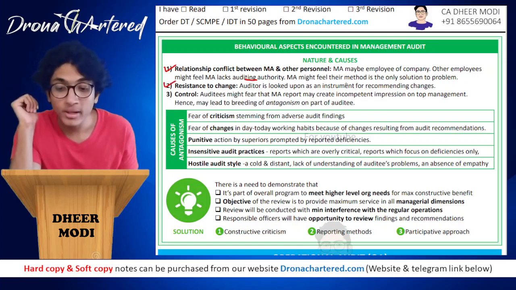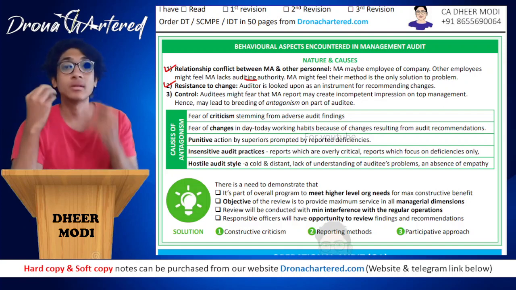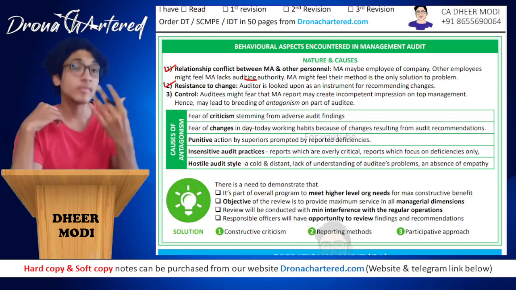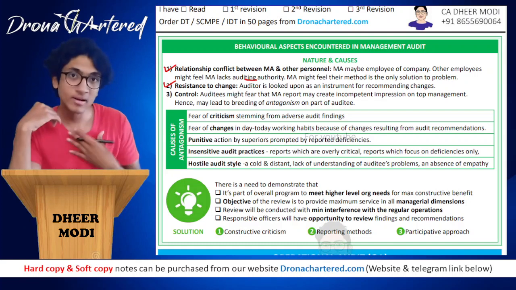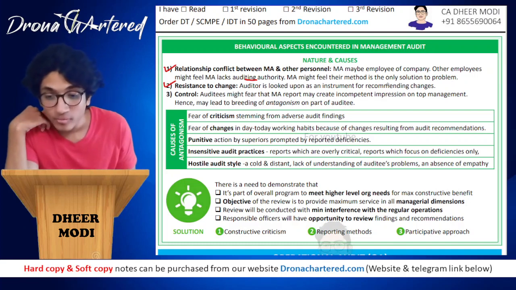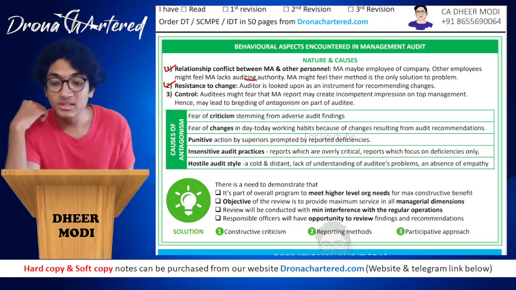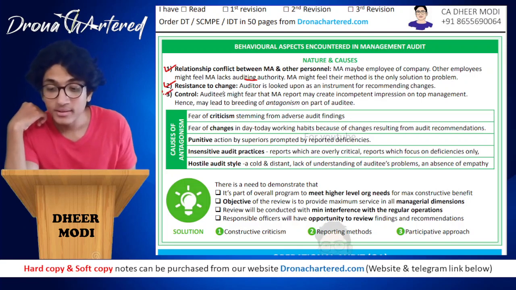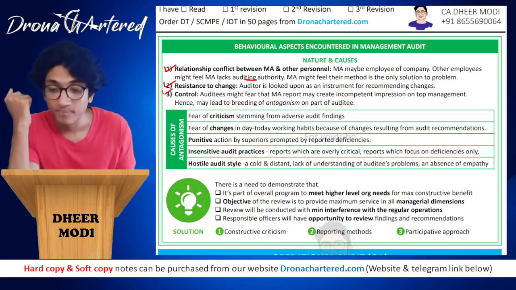The auditor is looked upon as an instrument for recommending changes, of course, because we will find deficiencies and we will tell you that, boss, you're doing it wrong. I will tell you how to do this. So therefore, it is looked upon for recommending changes. Next is control, and nobody likes changes.